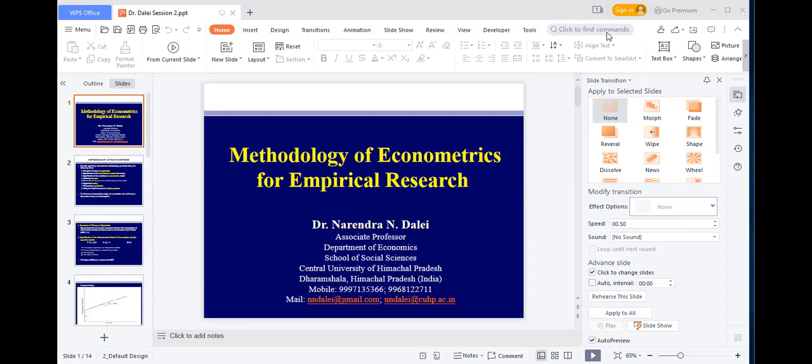Today's class will be on methodology for empirical research. Why is it empirical research? Because we mostly depend upon data to conduct our research. All kinds of data-based or fact-based research are known as empirical research.